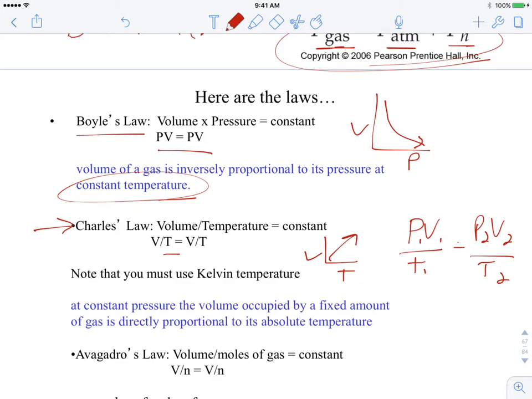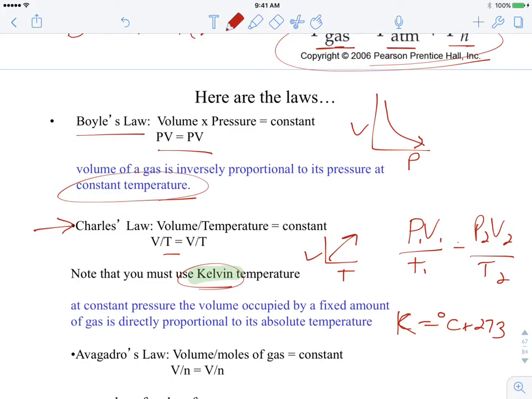Something that's really important is that you have to use Kelvin temperature. You really cannot use Celsius. It will get you the wrong answer. It has to be the absolute temperature scale of Kelvin. Remember that Kelvin equals degrees Celsius plus 273, so you can just convert it easily like that.